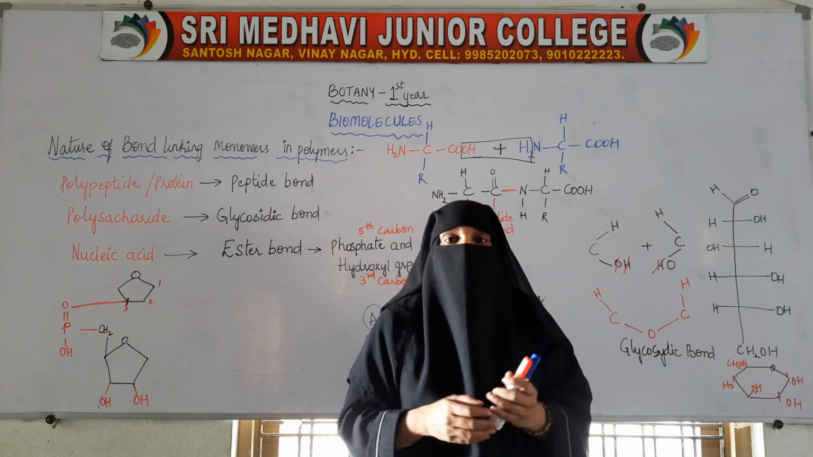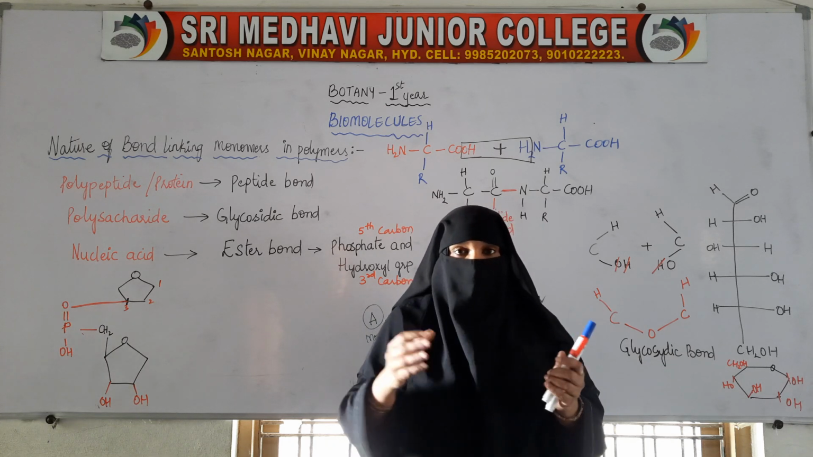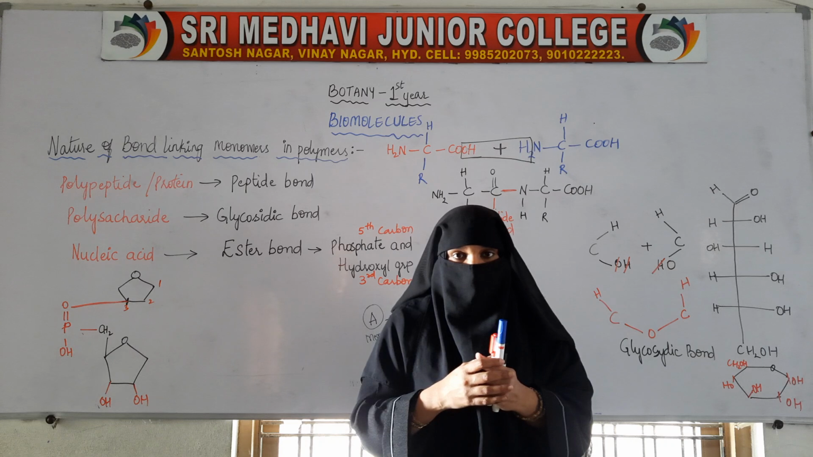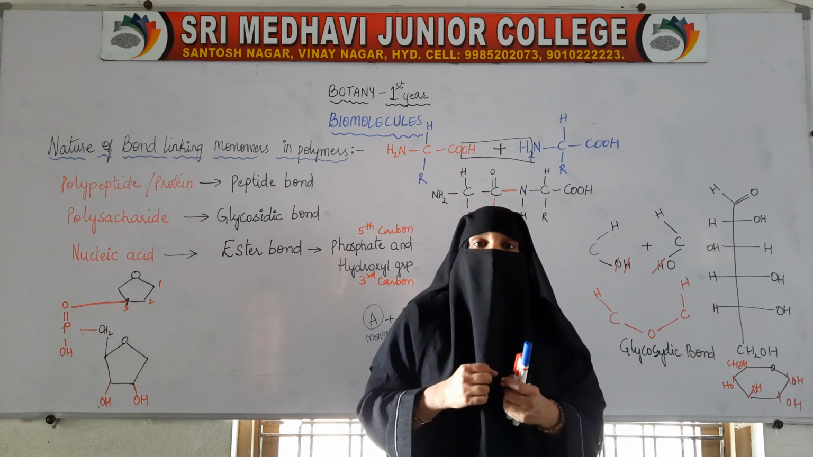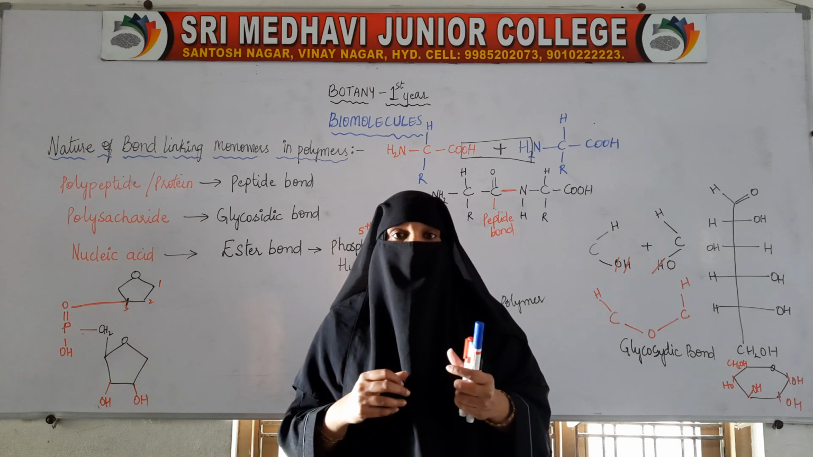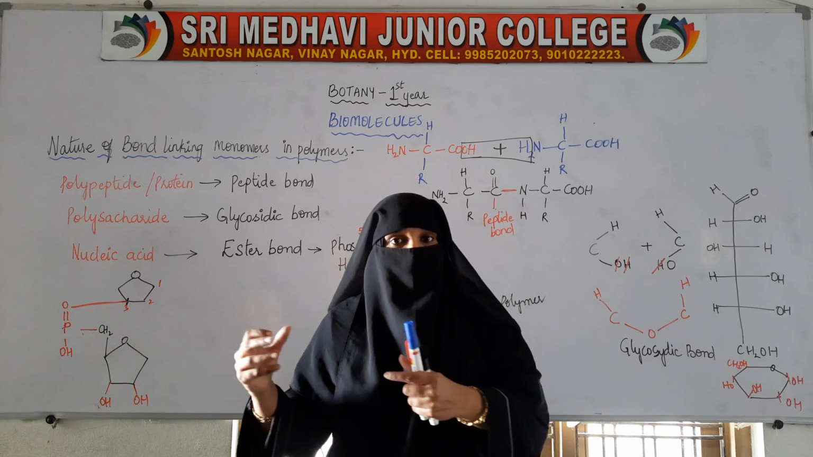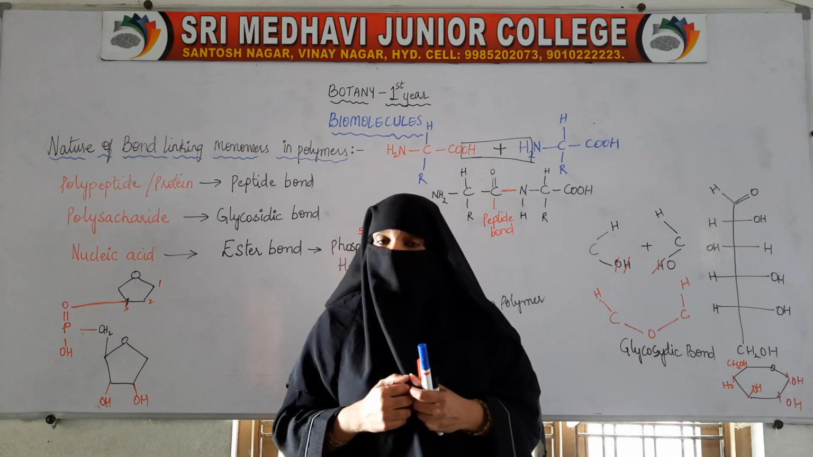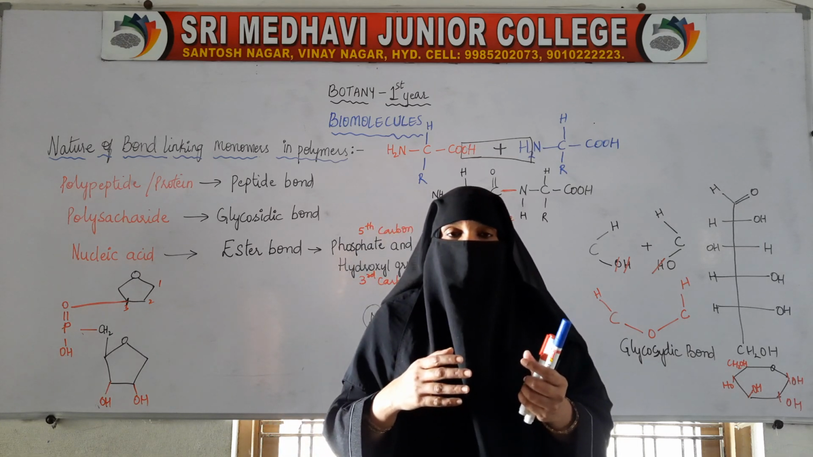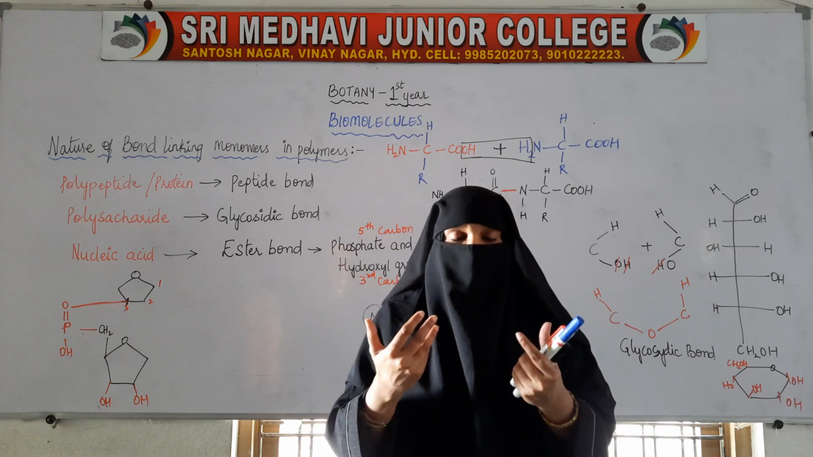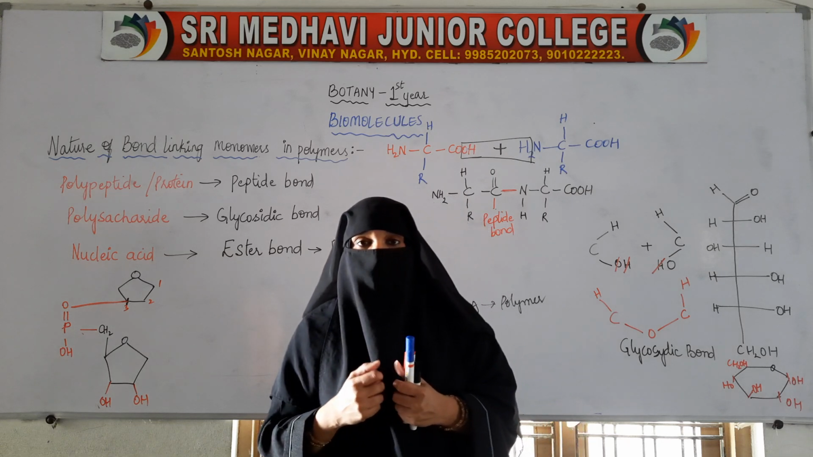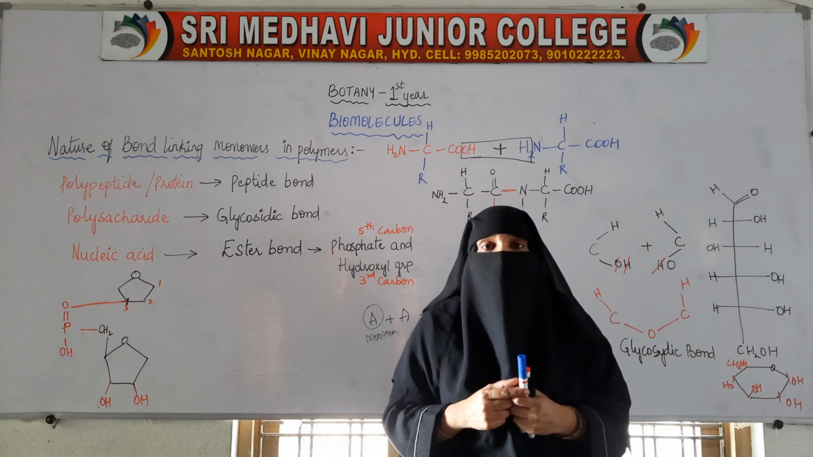So what is the nature of bonds? Proteins are joined together from amino acids. So these amino acids bind together and form proteins. Now which bond is present between those amino acids? How are those amino acids bound together so that a big molecule, that is protein, can be formed? We already know that proteins are nothing but amino acids joined together by peptide bonds.